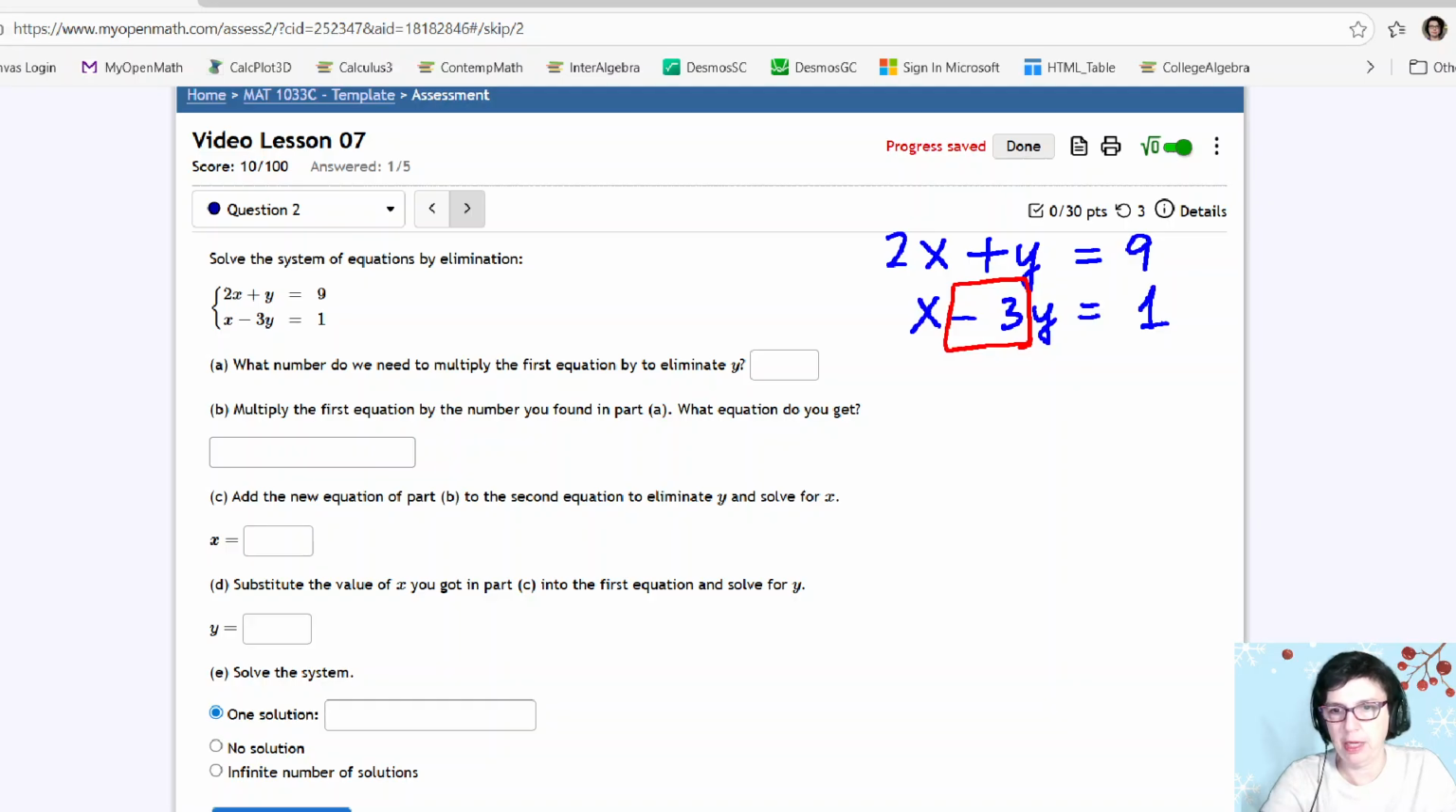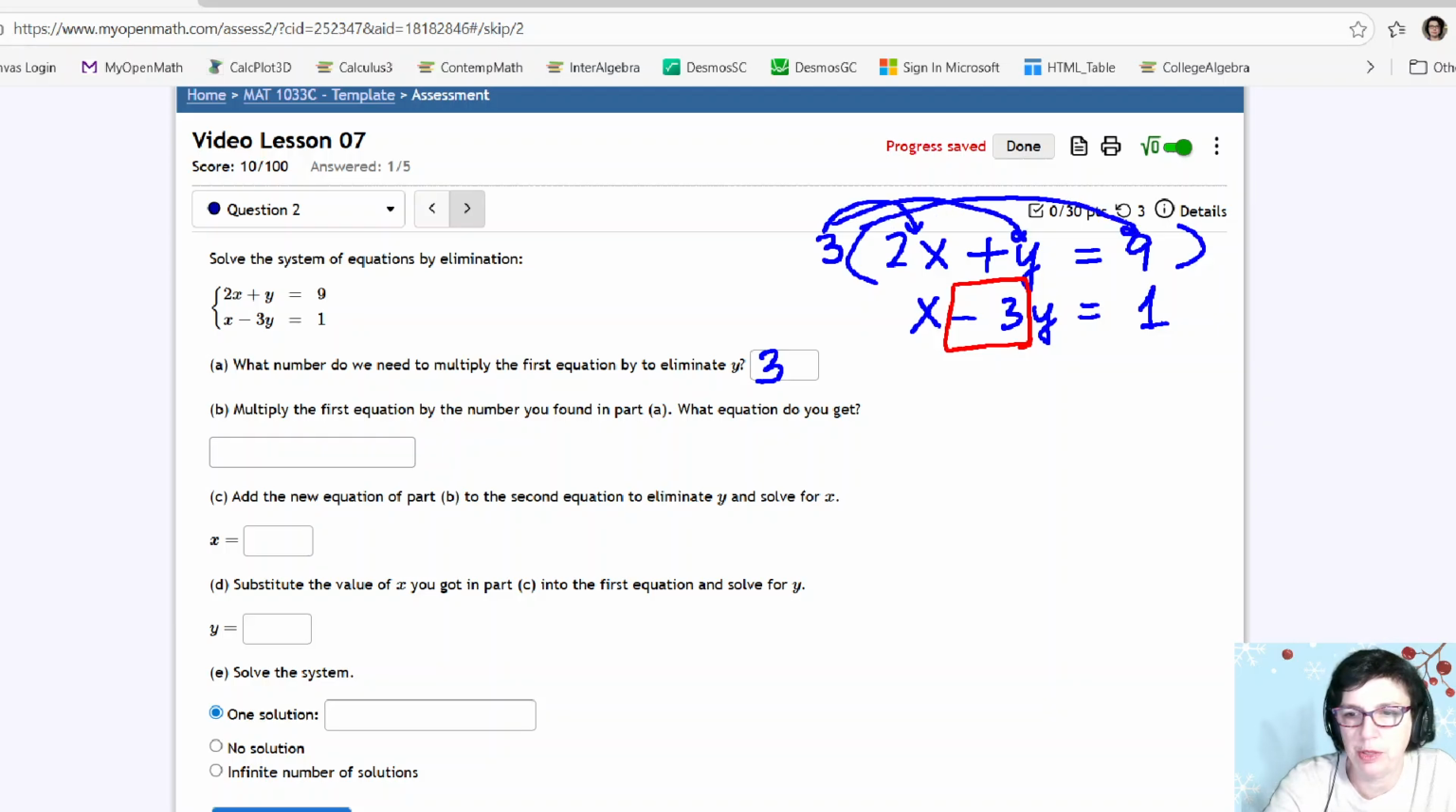So let's see if we can do that. All right, so let's multiply the first equation by 3. Now, when you are multiplying the equation, you have to multiply the whole thing. You can't just multiply the y and then leave everything else the same, because then the equation is not going to be balanced anymore. It's going to be out of balance and it's going to be incorrect. So we're multiplying this whole thing by 3, which means that we're going to distribute that 3 to all the terms, not just to the first term. So 3 times 2x is 6x. Then 3 times y is 3y. And then 3 times 9 is 27.